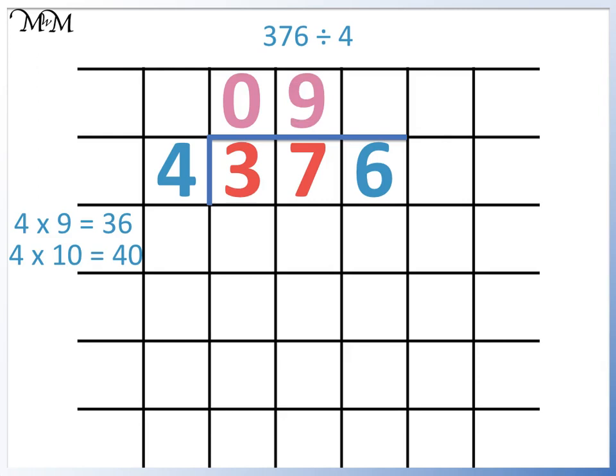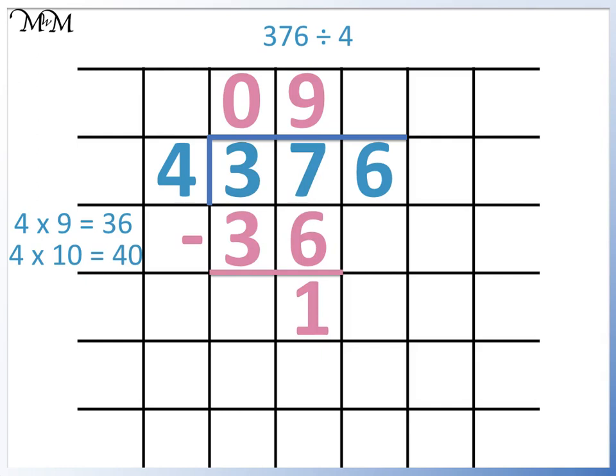However, it does not divide into 37 completely, because 4 times 9 equals 36. We write this below 37. We can subtract 36 from 37 to find the difference. 37 take away 36 equals 1. We have found out how many times 4 divides into 37.